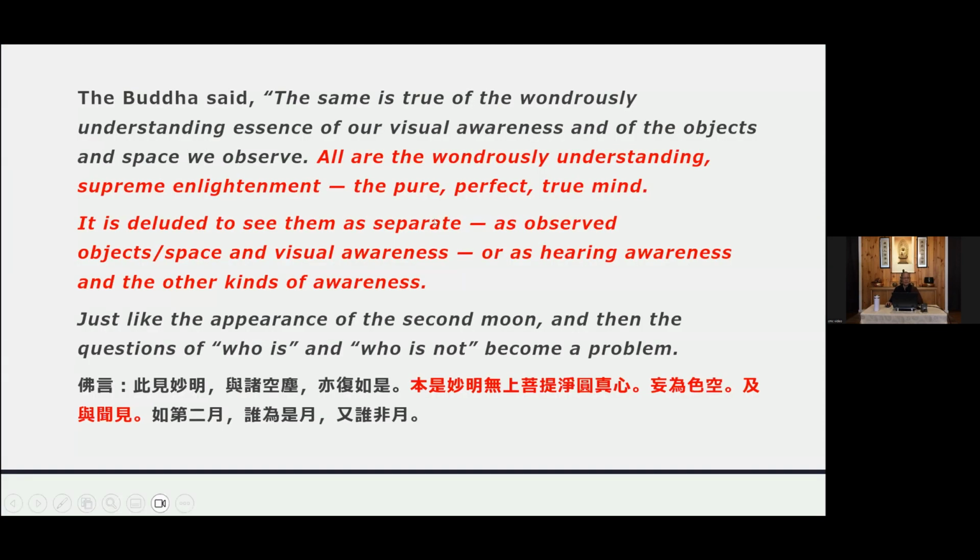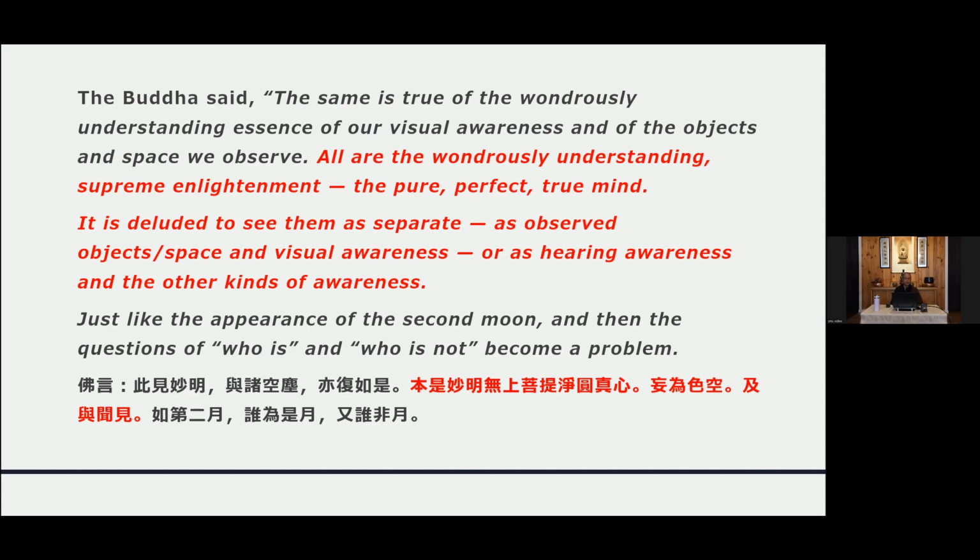So Buddha says, the same is true of the wondrous understanding of your visual awareness. Sorry about this translation, because it has to be very precise, as there are so many visual awarenesses showing up right now. We have to point out what is the true ultimate visual awareness and what is the so-called illusory. The same is true for the true visual awareness and the objects and space we observe. All other wondrous understanding, supreme enlightenment, the pure, perfect, true mind.